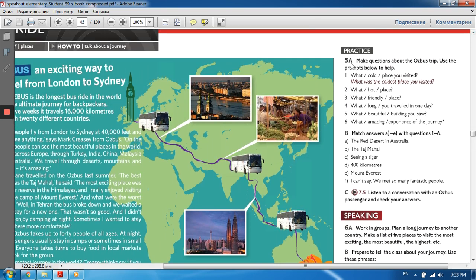Practice exercise 5A. Make questions about the OSBA strip. Use the prompts below to help. We have been given here prompts, and these prompts will help us. So the first one, what was the coldest place you visited? So we have got here some sentences, and we have to make up these sentences. They are uncompleted sentences. The second one, what was the hottest place?